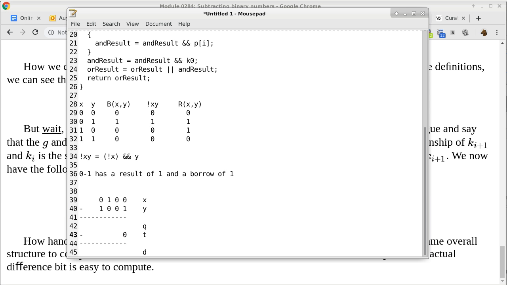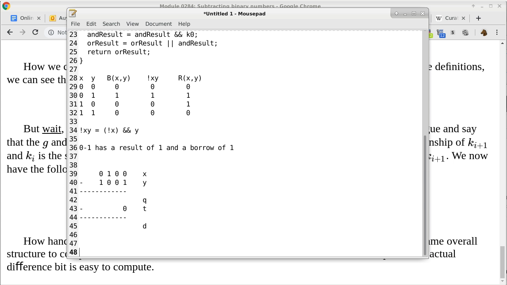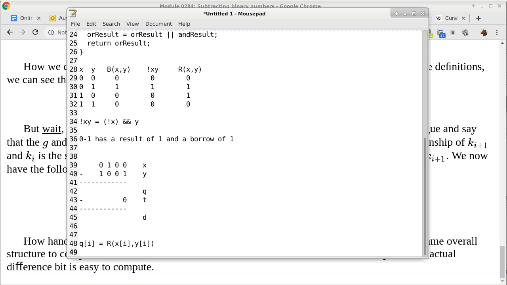And now would be a good time to also spell out how each term is defined. Q of i is the result of xi minus yi, which we already know how to do. It's just the exclusive OR of x and y. T, on the other hand, is the borrow. So this is the borrow of xi, yi. Oops, I take it back. T is a little bit more complex than that. We'll get to that.